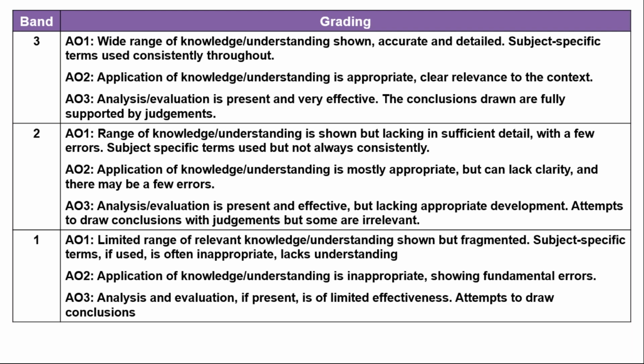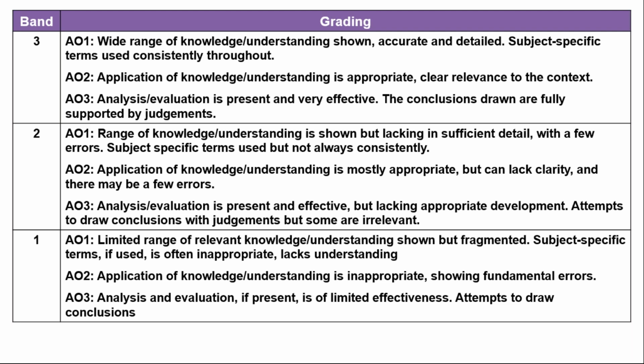And likewise for AO2, the application is inappropriate or has errors in it if it's a band 1 answer, but a band 3 answer is very relevant. They've linked it right to the context of the question. In assessment objective 3, in a band 1 or level 1 answer, there is poor or ineffective analysis and evaluation, and any conclusions that have been made aren't very clear. But a band 3 answer has a highly effective analysis and evaluation. Any of the conclusions that they've made have been justified.